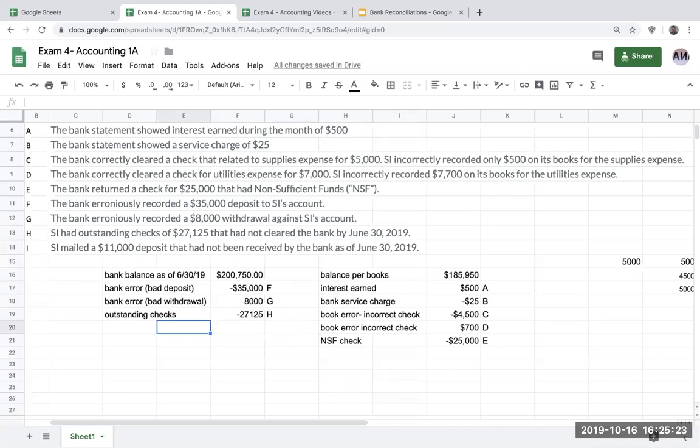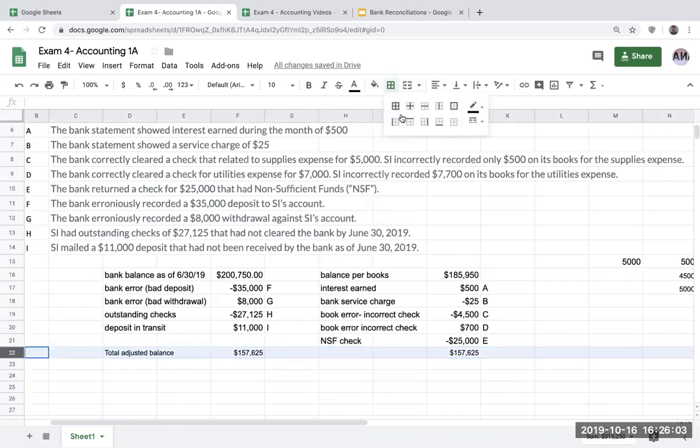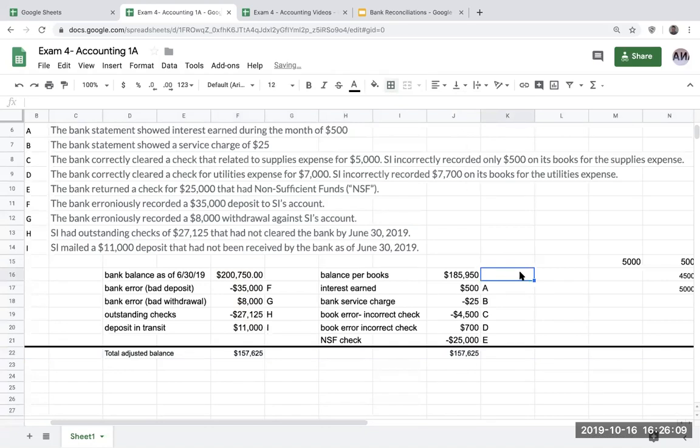Okay. Now, what about the deposit that I mailed that had not yet been received by the bank? What do I want to do? You'd put it on there as well for the bank. Deposit in transit of $11,000. Okay, and this is letter I. So what I'm going to do at this point is add up my total adjusted balance. I'm going to add up all these here, and over here. And so I've just gone through and I have balanced my books. Or I should say I have balanced my checking account to my bank account. Does that make sense? Yes.